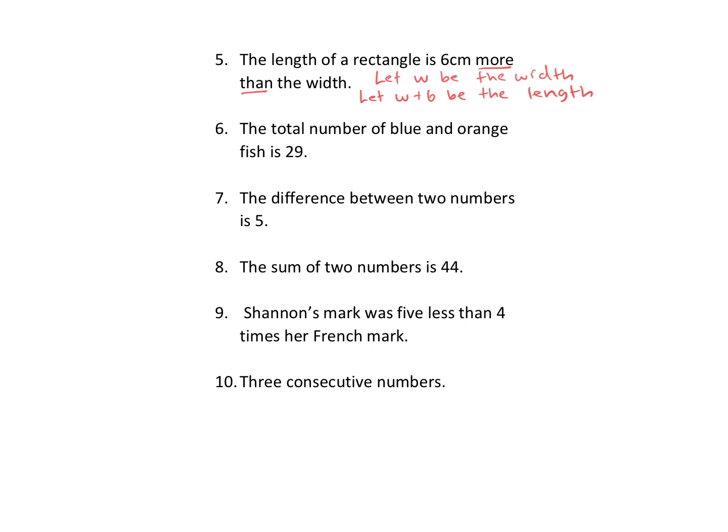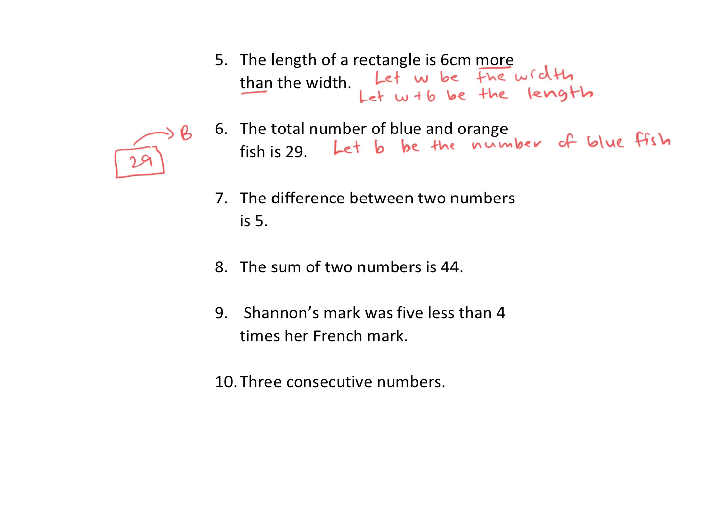Okay, this one's a little tricky. So the total number of blue and orange fish is 29. Okay, so it doesn't really matter which I use for the first. I'm going to let b be the number of blue fish. Now, the second part is tricky. I have 29 fish in this aquarium. If I remove the blue fish, the remaining fish would be orange.